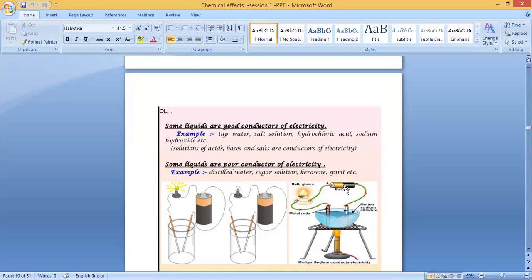You can take some salt solution, one bulb, and a battery or cell. You can keep two electrodes, one is the anode, one is the cathode. The current is passing through it. The salt solution is acting as a medium through which the current can pass and complete the circuit. It will be a complete circuit or closed circuit, and that is the reason the light will glow.